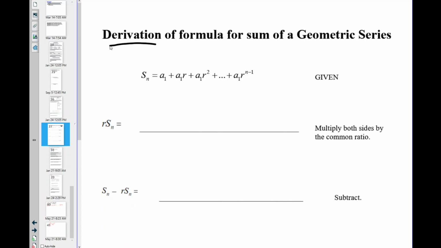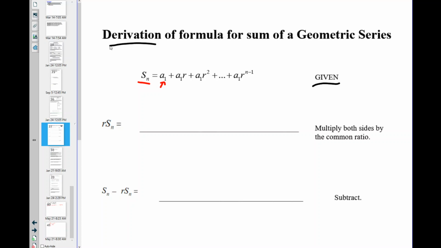So the first thing we start off with is a given statement. If you've taken geometry before, you should know what a given statement is. Something that we already accept to be true. And what we accept is that the sum of some finite amount of numbers is equal to the first number plus what's true about the set of numbers in a geometric series.